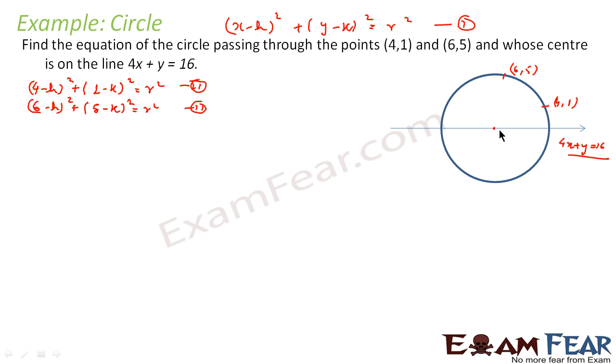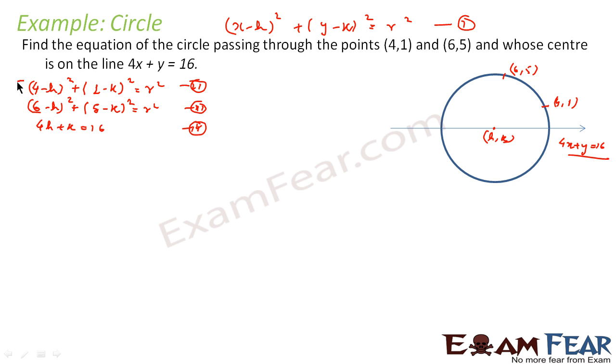Also, we are told that this is h and k. H and k satisfies this equation, 4x plus y is equal to 16. So we can say that 4h plus k is equal to 16. This is 2, this is 3, and this is 4. So we have 3 equations and 3 variables.